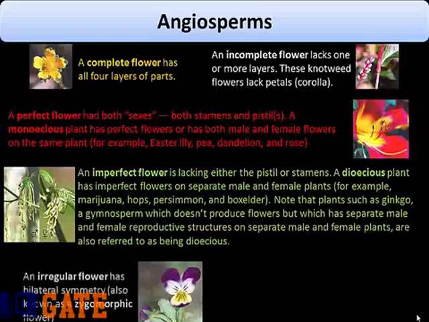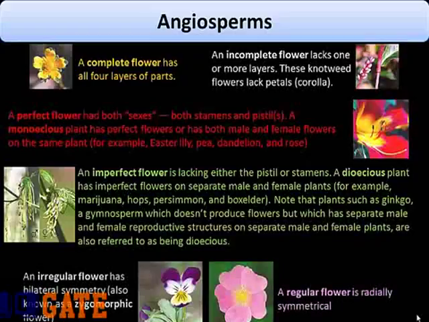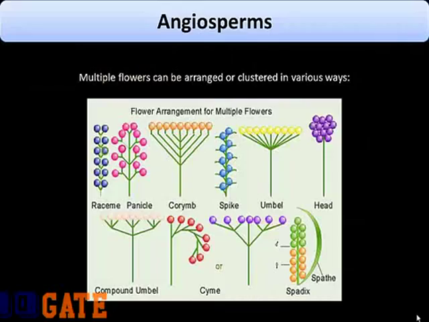An irregular flower has bilateral symmetry and is also known as a zygomorphic flower. A regular flower is radially symmetrical. So these were the different kinds of flowers.